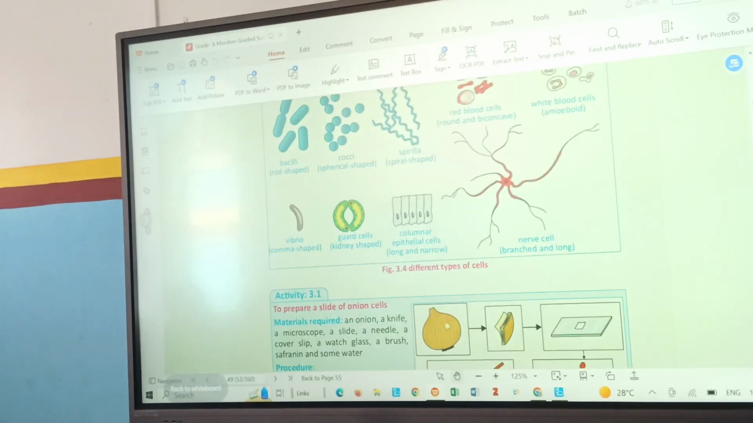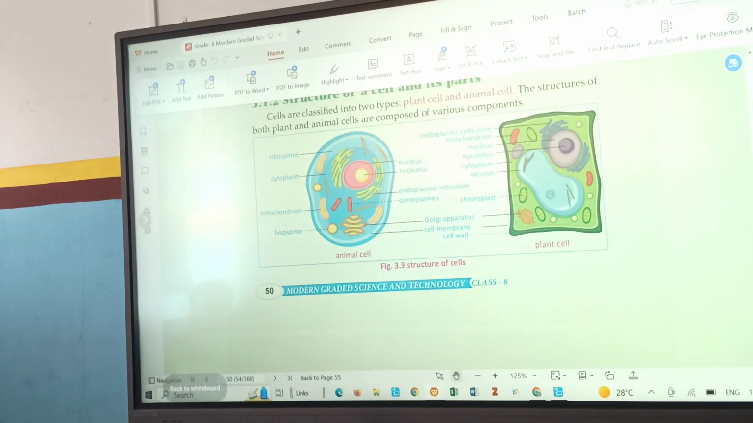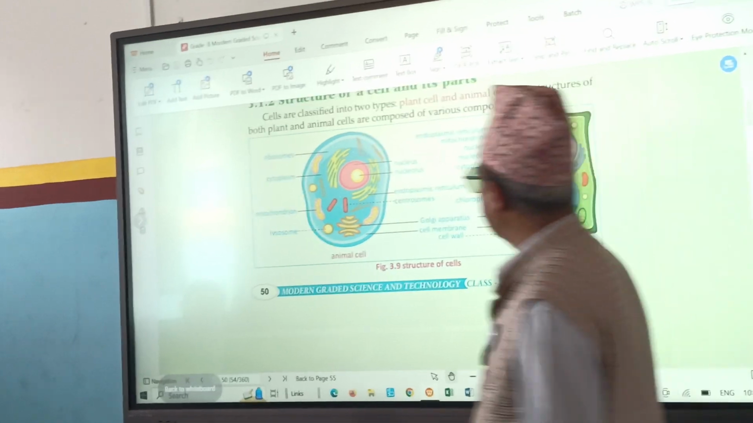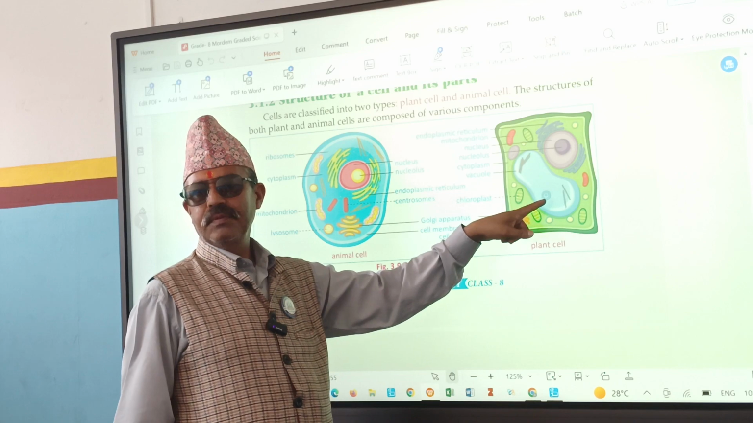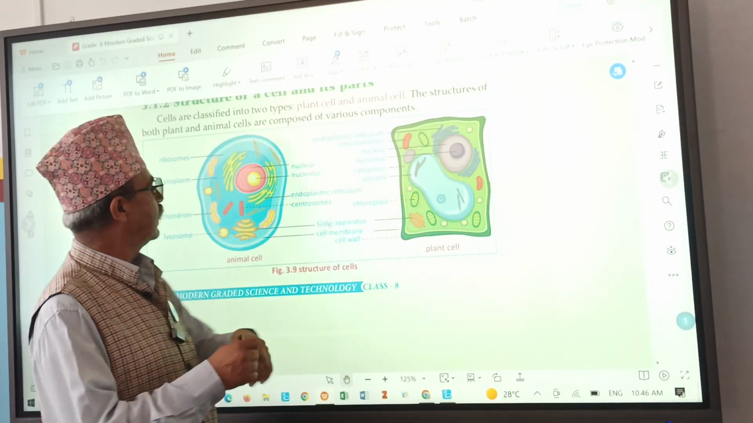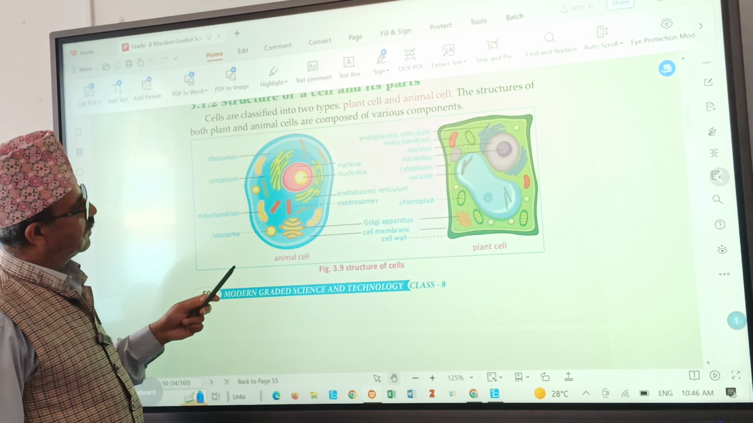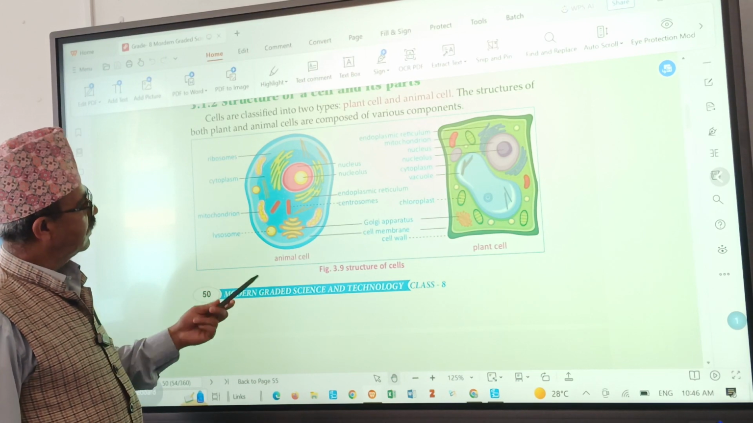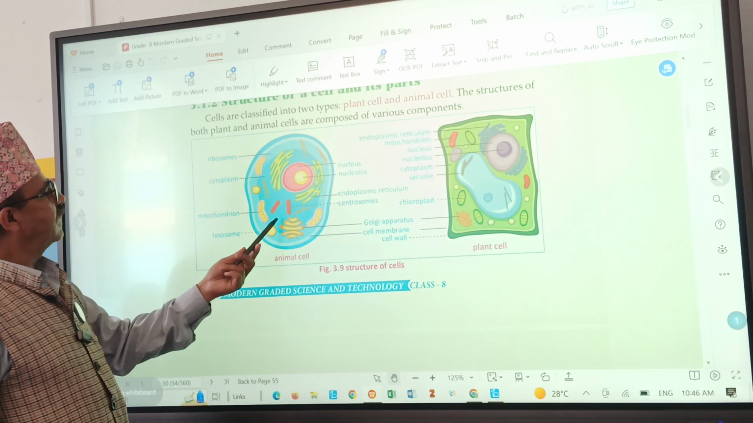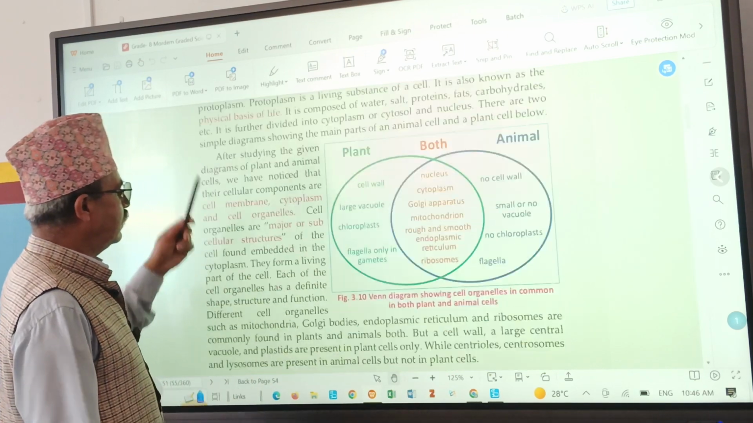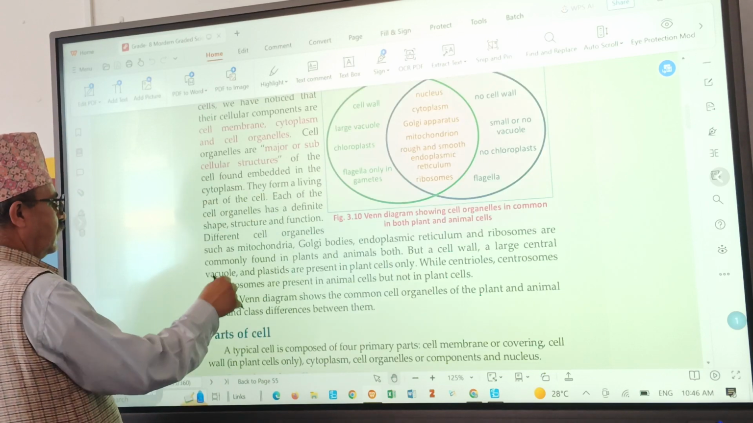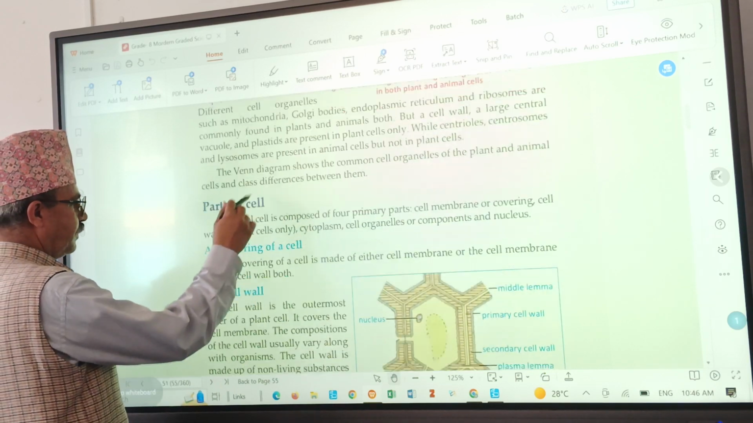So now just look here once again at the figure of the plant cell and animal cell. Can you see this big structure? What is that? Vacuole. What is this? Nucleus. Here, the vacuole is not shown. It means they are very small structures, okay? But a very big structure, where? In plant cell.